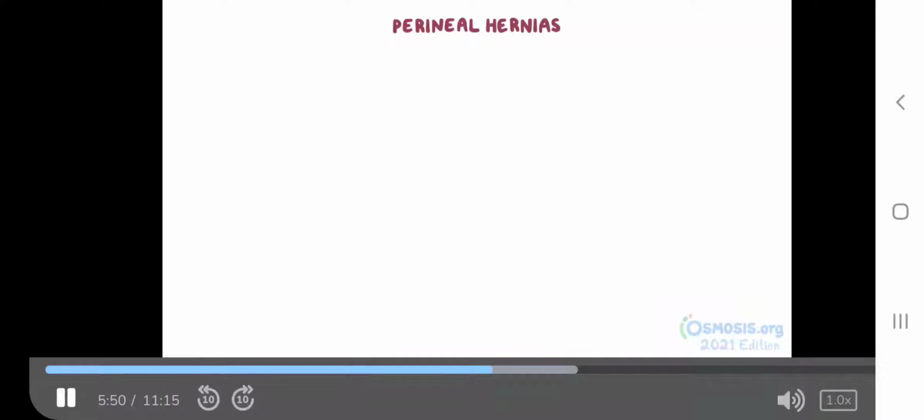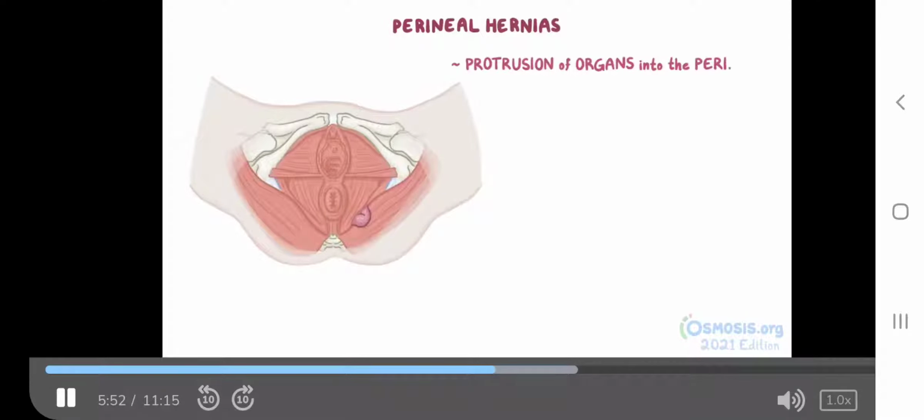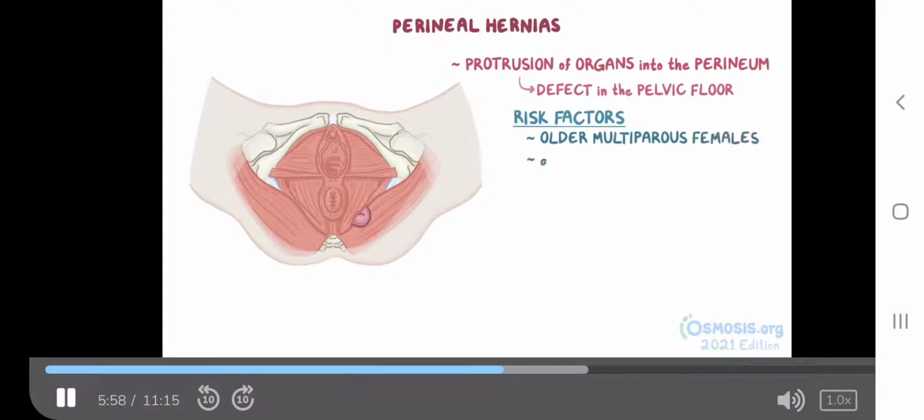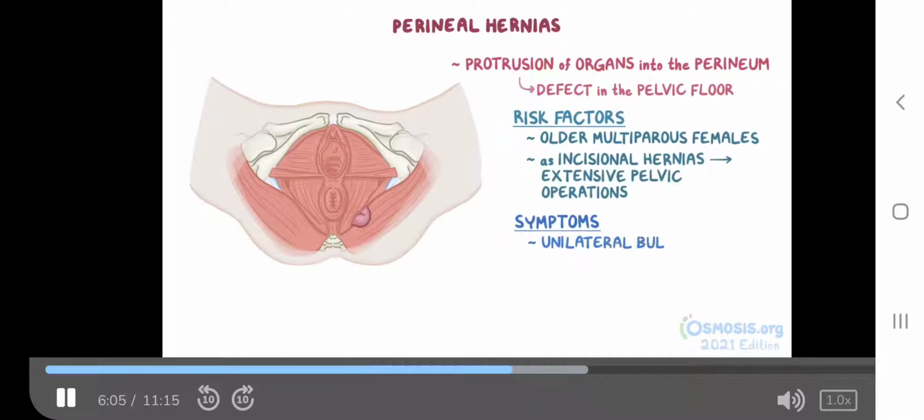Finally, perineal hernias are the protrusion of organs into the perineum through a defect in the pelvic floor. Perineal hernias typically occur in older multiparous females or occur as incisional hernias in individuals with extensive pelvic operations. Perineal hernias cause a unilateral bulge in the area of the labia, perineal regions, or gluteal regions.